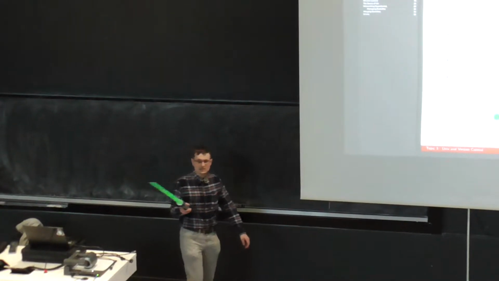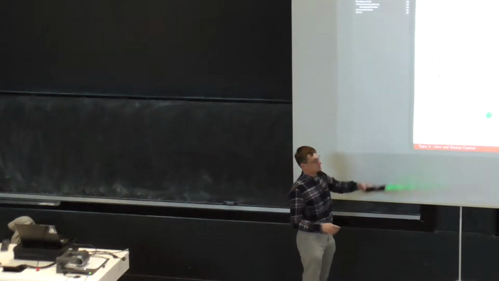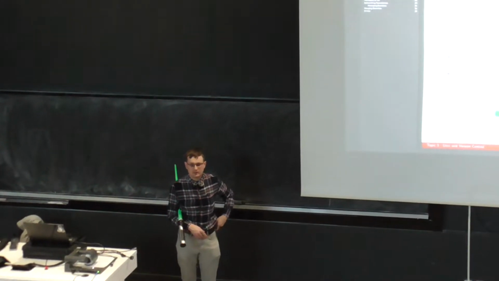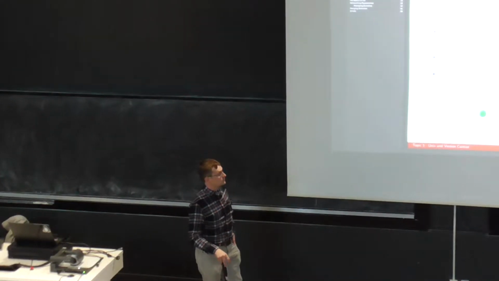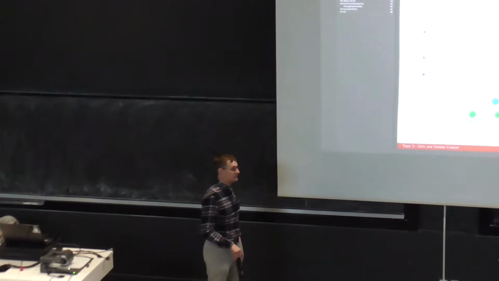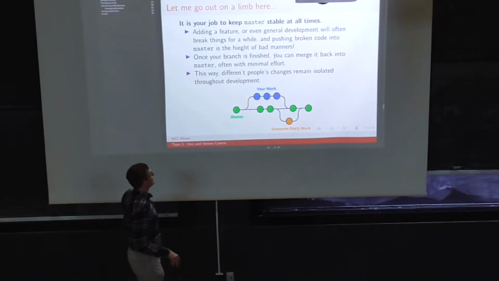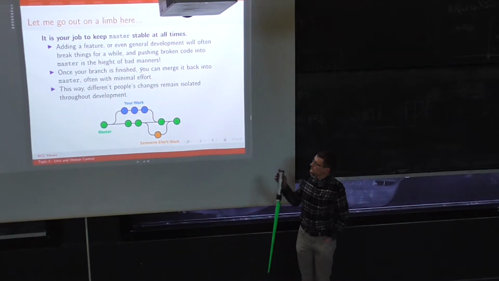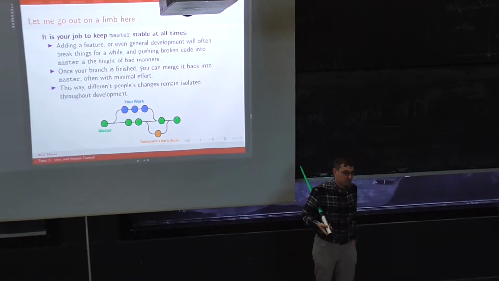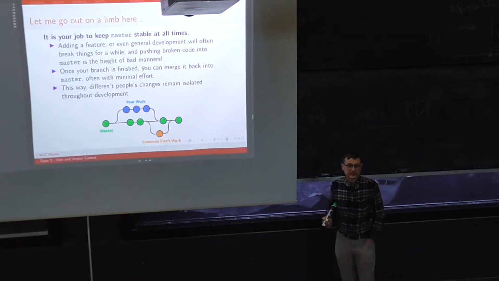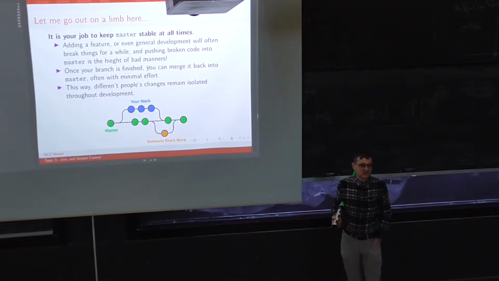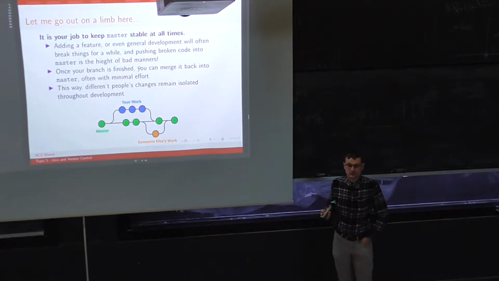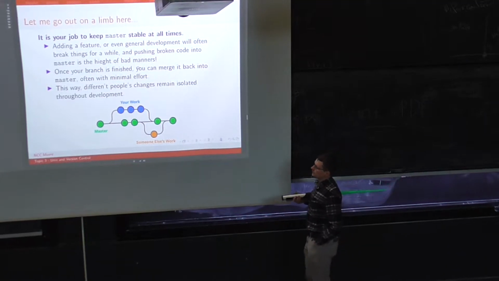It is your job to keep master stable at all times. This is the expectation, that the master or main branch will be stable no matter what. Adding a feature or even general development will often break things for a while, as I'm sure all of you know, and pushing broken code into master is the height of bad manners. Once your branch is finished, you can merge it back into master often with minimal effort. One of the nice things about Git is that it has rather intelligent systems for managing merger of file versions into each other. That's one of the reasons that Git is preferred in a lot of cases.